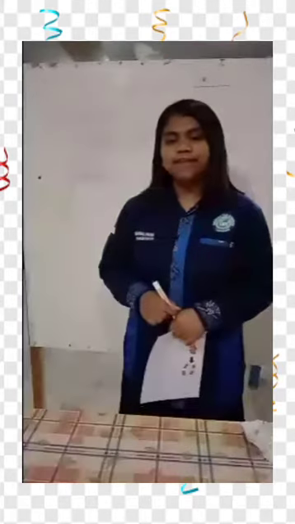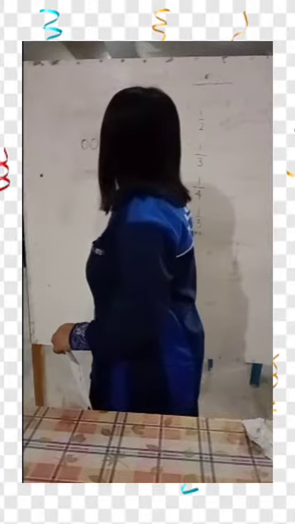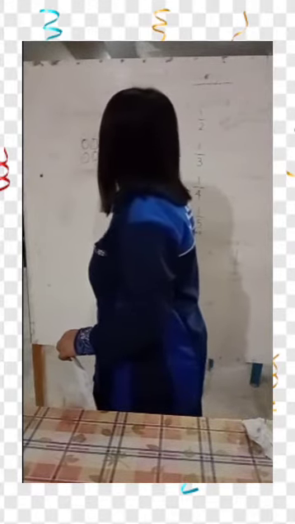Examples of problems adding fractions and how to solve them. Suppose Juni has 8 apples. A quarter was given to Rizky. How many apples did Rizky receive? For the answer, there are 8 apples: 1, 2, 3, 4, 5, 6, 7, 8.